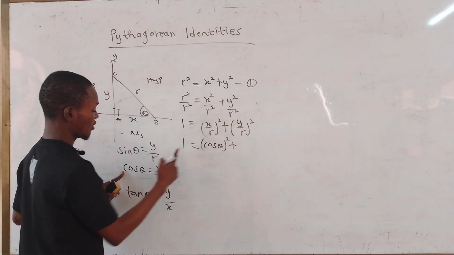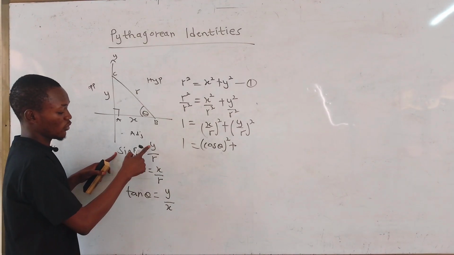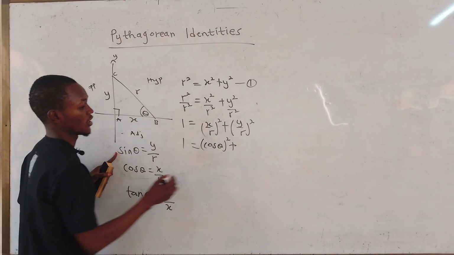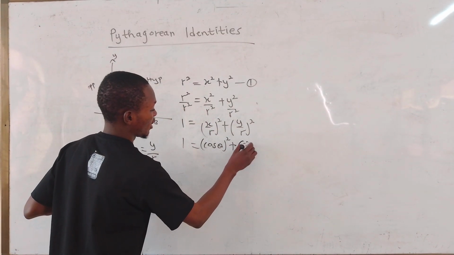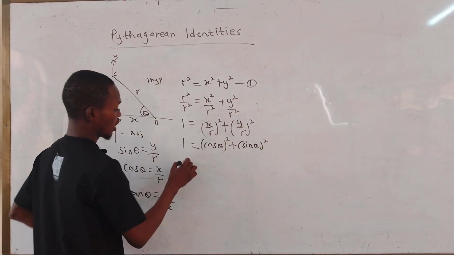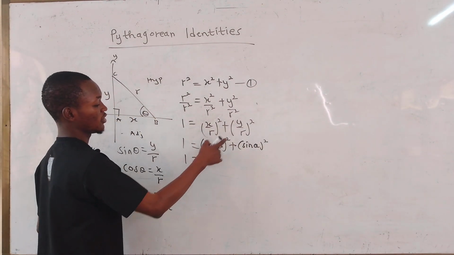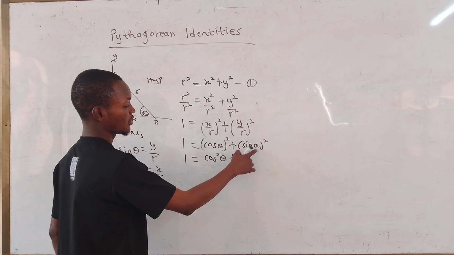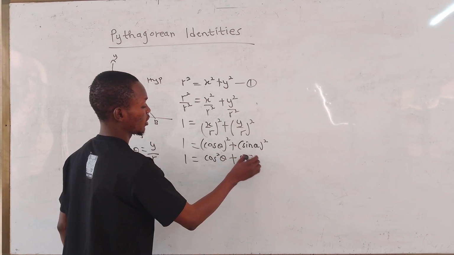Which of the functions has y on r? It is the sine function, which is y on r. So in place of y on r, we replace it by sine theta. So we have sine theta squared. Now we have 1 is equal to cos theta squared, which is cos squared theta, plus sine theta squared, which is sine squared theta.